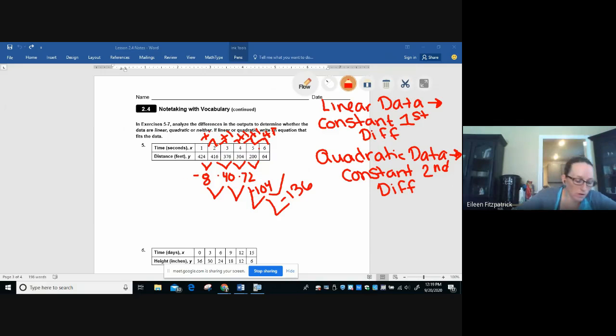Okay, so from -8 minus 40, oh, sorry, is that a -40? It is. All right, so -8 minus 40. So it's -48. Then -40 minus 72. It's -112. All right, and I can actually stop there because our constant second difference is not the same. We know it's not quadratic. So you're just going to say this is neither linear nor quadratic.